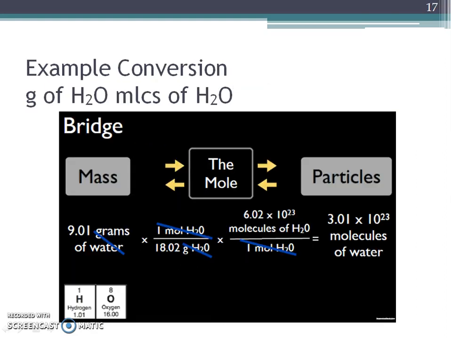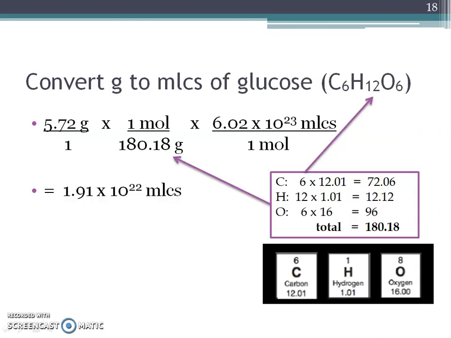So here's an example of using that bridge when he went from 9.01 grams of water to 3.01 times 10 to the 23rd molecules of water. And again, look how he's writing everything. He's writing a number, a unit, and the substance. And that's going to be really important later. Number, unit, and the substance. Because you want to remember that you need to cancel units up and down from each other, across from each other, until you get to the unit that you desired of the correct substance that you desire.